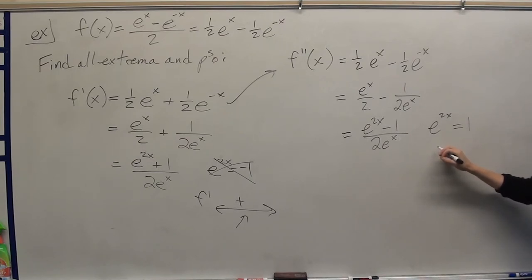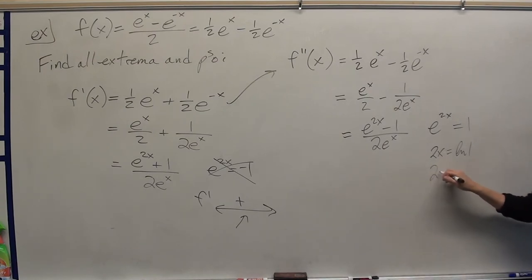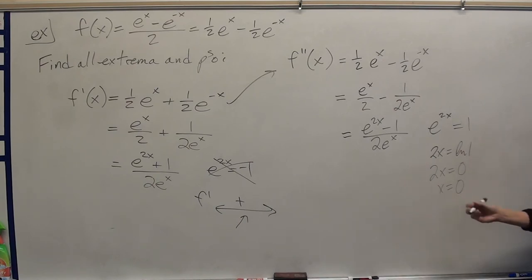So we get e to the 2x equals 1. How do we solve this? Take the natural log of both sides. What's the natural log of e to the 2x? 2x equals. What's the natural log of 1? 0, because e to the 0 is 1. So you get 2x equals 0 and x equals 0, which makes sense because e to the 0 is 1, right? Okay, so we do have a critical number of 0.